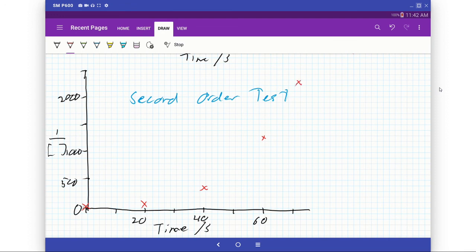So this relationship is very clearly not a linear relationship, so it is not a second order reaction. If anything, plotting this just confirms that it's not second order.